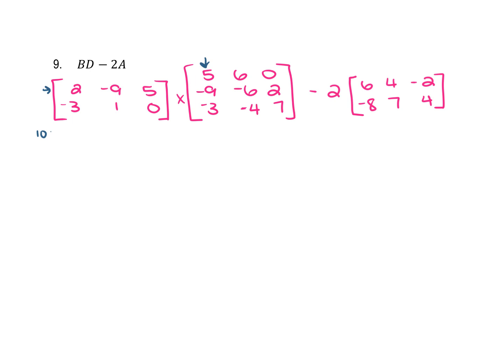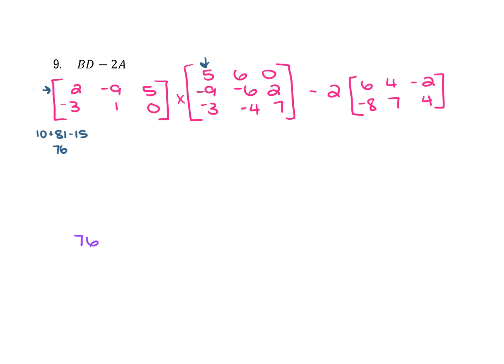-9 times -9 is 81. 5 times -3 is -15. Your 10 plus 81 is 91. Minus 15, that 1 would turn into 11. So 11 minus 5 is 6. 9 would turn into an 8. 8 minus 1 is 7. So that's 76. Let's do it this color.